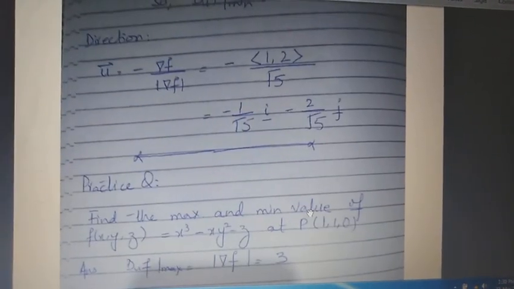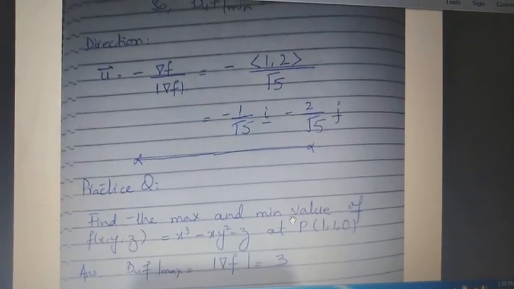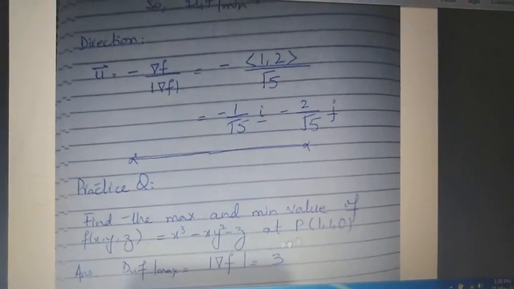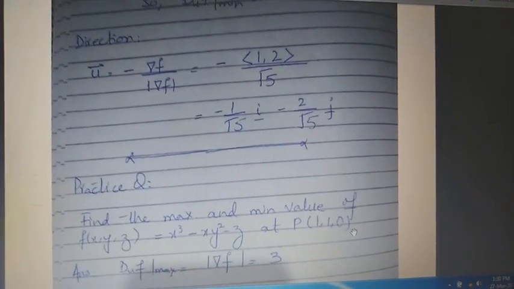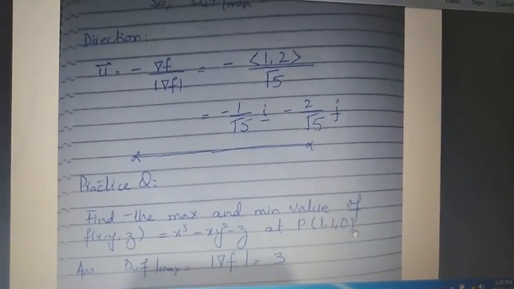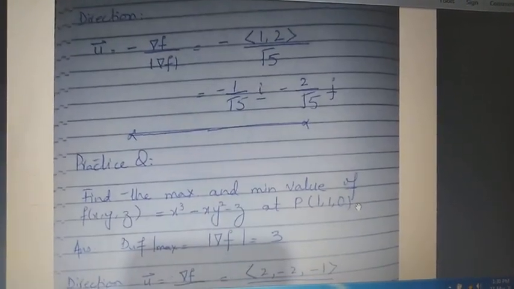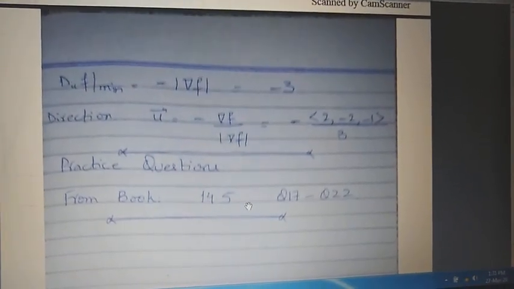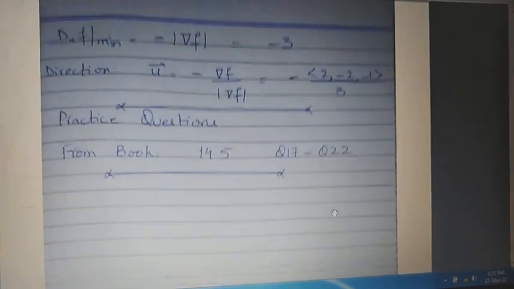Now you can practice questions to find the maximum and minimum value of a function depending on 3 variables at a specific point. When you're finding the minimum and maximum value of directional derivative, there is no need of a vector. That's why a vector is not given over here. The answer is given, and the practice questions for the maximum and minimum value of the directional derivative are in exercise 14.5 from question 17 to 22.